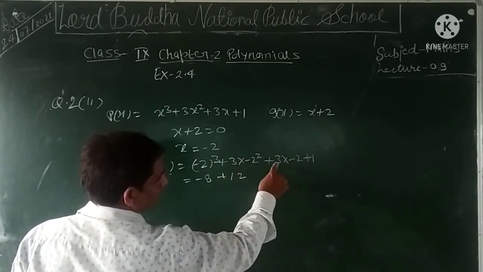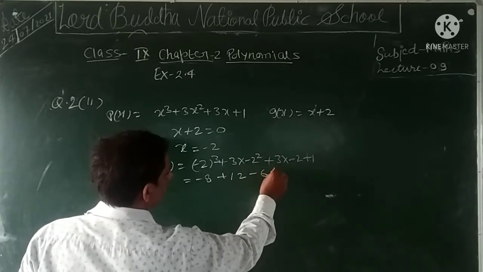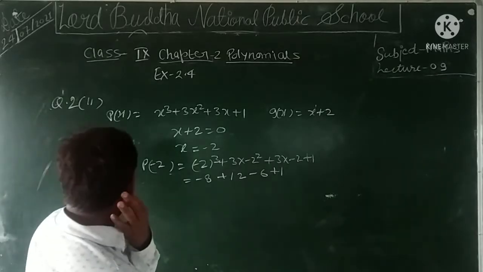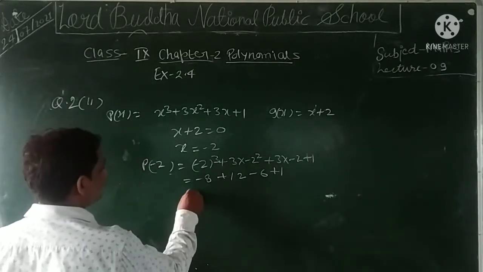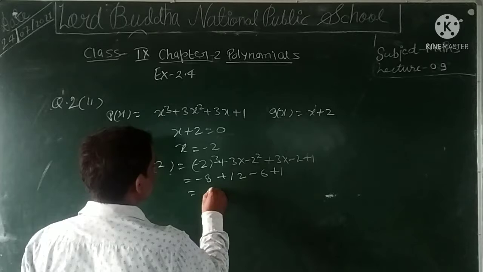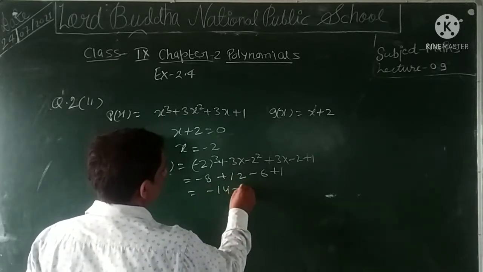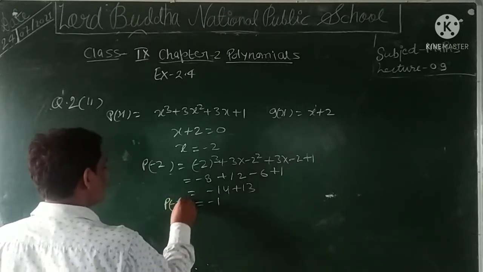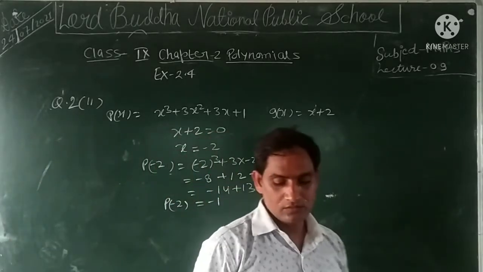Then 3 into minus 2 is minus 6. We see that the value is minus 8 plus 12 minus 6 plus 1, which gives minus 1. Means p(-2) equals minus 1.